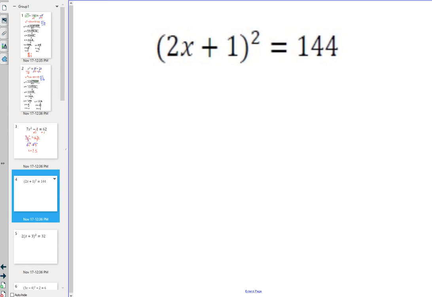Again, how many x's? It only has one x. It's inside of a parenthesis, so let's just use square root property. Now the difference here is because it's inside of a parenthesis, I gotta do the square root first. I gotta get rid of the square first. So on this side I have 2x plus 1, but what is that gonna be equal to? Plus or minus 12.